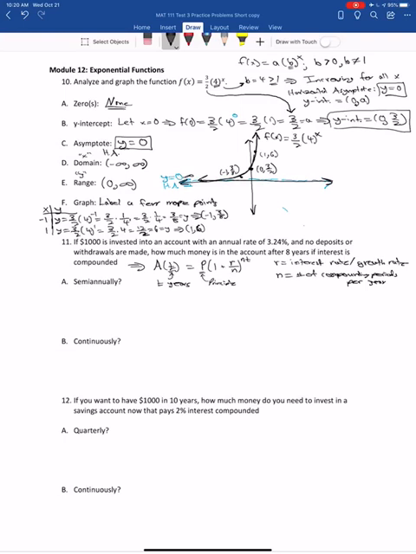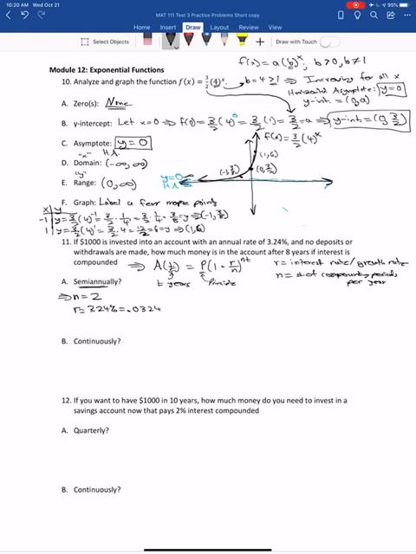So if we want to compound it semi-annually, that means twice a year. So the number of compounding periods in 1 year is 2. We're going to compound it twice during the year if we're going to do it semi-annually. We know our interest rate, that was given to be 3.24%, which we'll go ahead and convert over to a decimal, which is 0.0324.